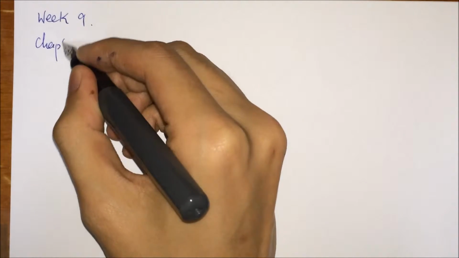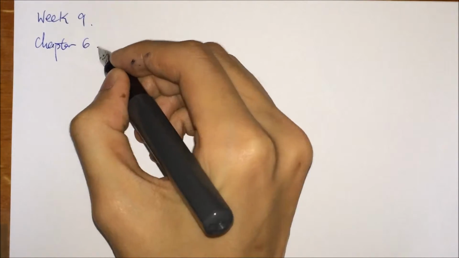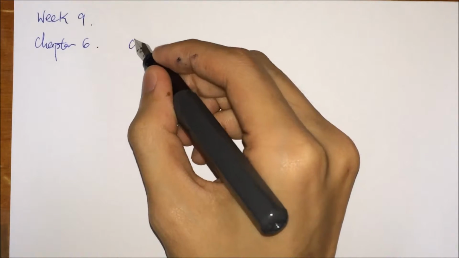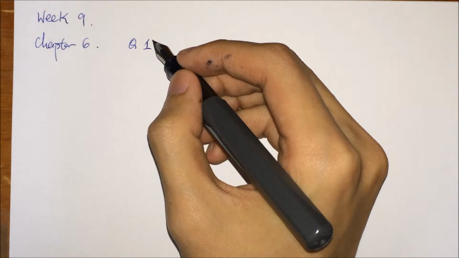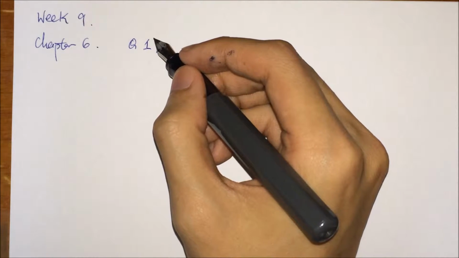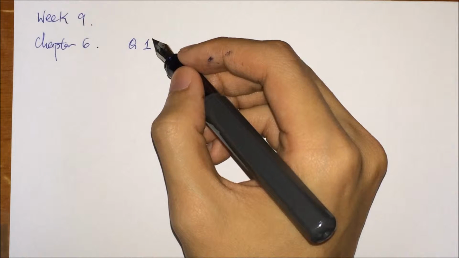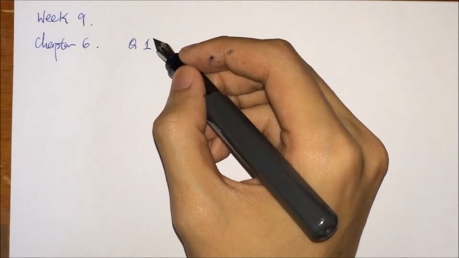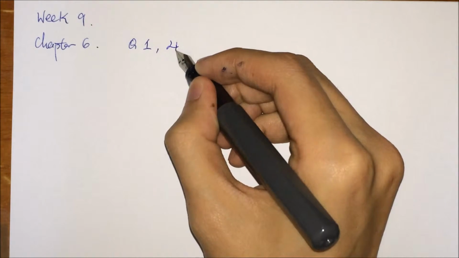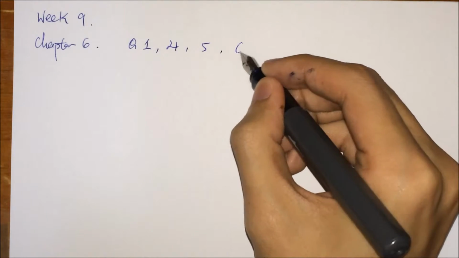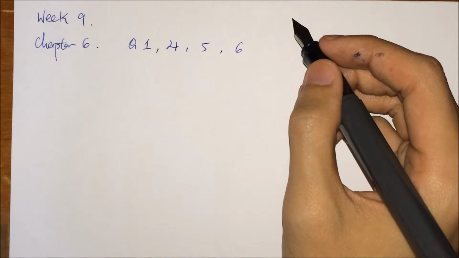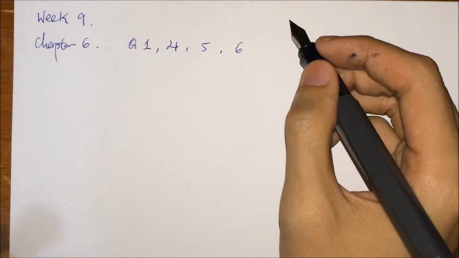Chapter 6. Okay, and we're going to do question 1. Questions 2 and 3 are essentially table looking questions. I will skip them and we'll do 4, 5 and 6.